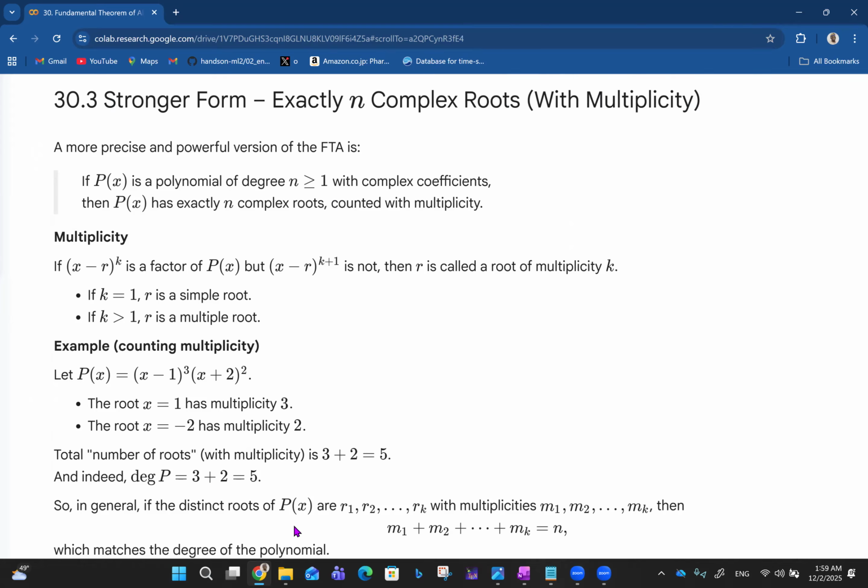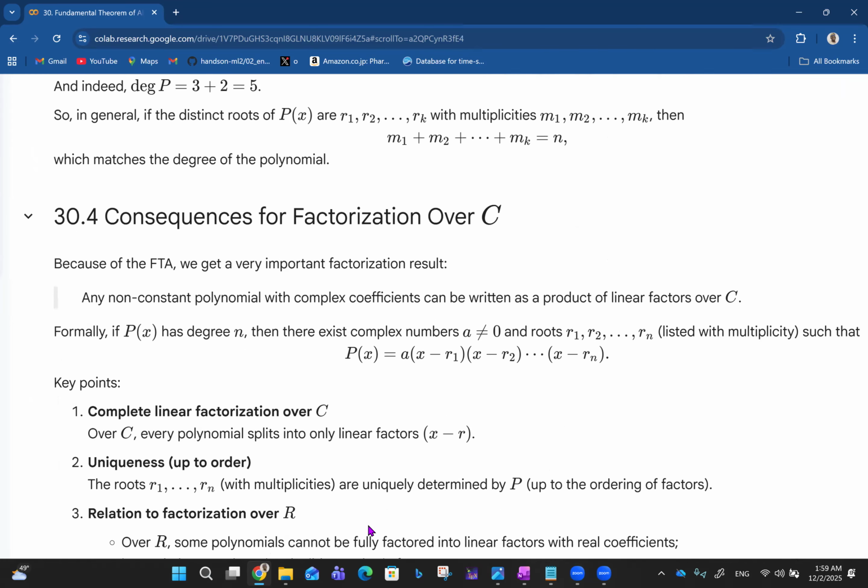So in general, if the distinct roots of p of x are r1, r2, up to rk with multiplicities m1, m2, up to mk, then m1 plus m2 plus all of that plus mk will be n, which matches the degree of the polynomial. And that is basically the statement of the fundamental theorem of algebra. The basic form is that if you have a non-constant polynomial, you have at least one root. But the strong form is that if you have a polynomial of degree n, you have exactly n complex roots, if you count multiplicities.